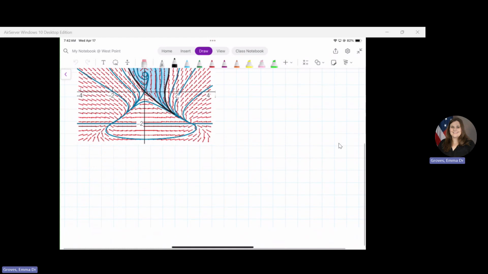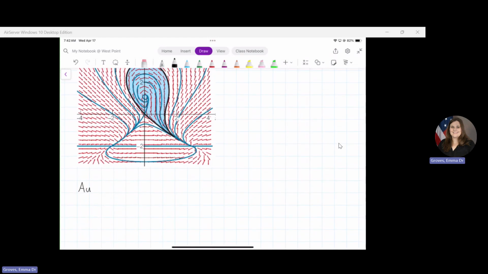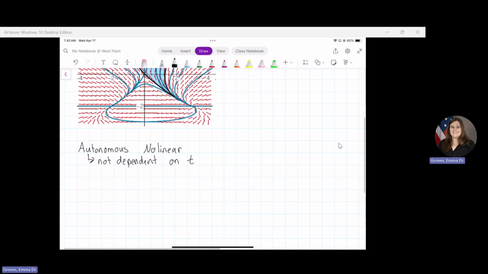So we are specifically going to be focusing on autonomous nonlinear systems. And what this means is it is not dependent on t. So if we have dx over dt as one of our equations, let's let that equal x squared minus y, and dy over dt, let's let that be 2xy. So on the right-hand side, there is no t. And these are the systems we've been looking at the whole time. We just didn't put a name to them.